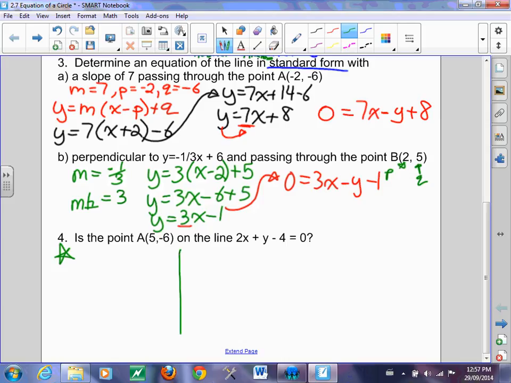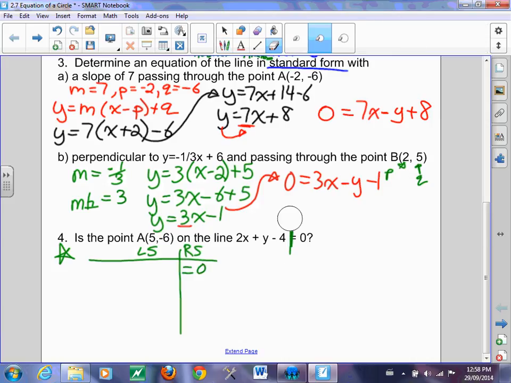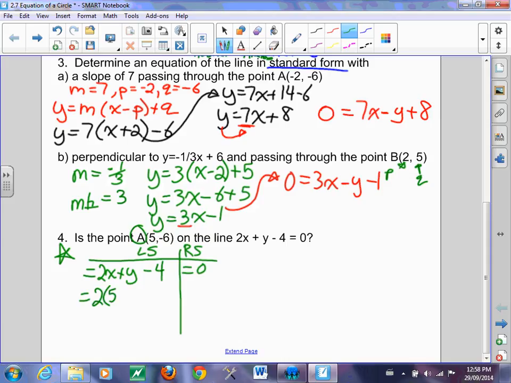All right, and remember last day when we take a look at this, we did a left side, right side check. And left side and right side is wherever the equal sign is. So on the right side, it's 0. Okay? So we don't have to do any work there. So all the work's on the left side. That's why I made the left side bigger. Okay, so the left side equals 2x plus y minus 4. Now we're going to sub in our x and y values from our point to see if it works. So 2 times 5, which is x, plus -6 minus 4. So we have 10 minus 10, if you take a look at collecting the negatives there, which equals 0.